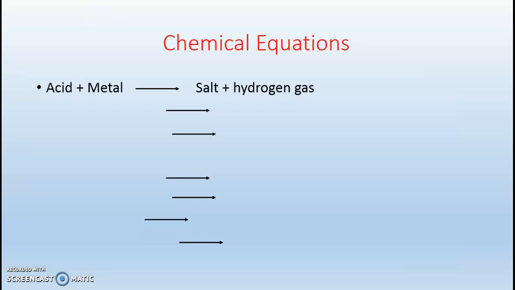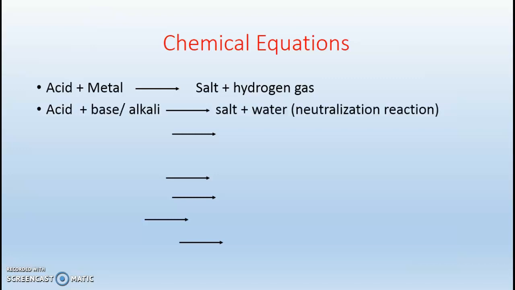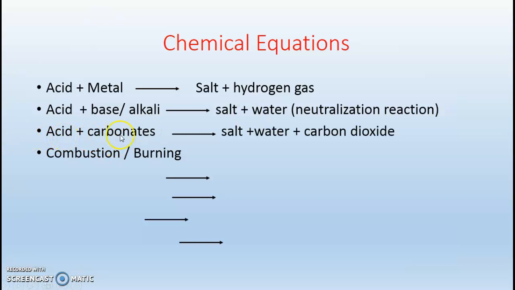Firstly, you must know that when acid and metal react, we get salt and then hydrogen gas is produced. I know you learned this in acid, base, and salt. Another one is that when acid reacts with a base or alkali, know that salt and water is formed. This is the popular neutralization reaction. Also remember that when acid reacts with carbonates, we form salt, water, and carbon dioxide.